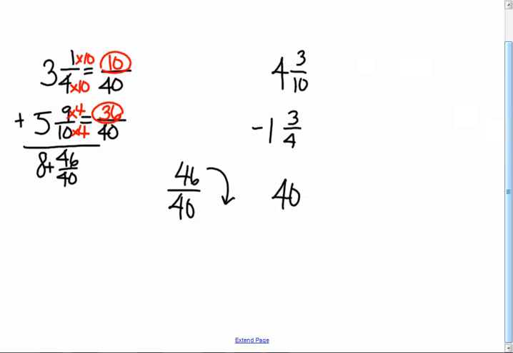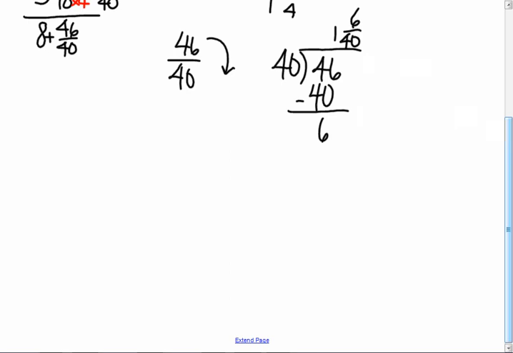So 40 into 46, because the fraction will be easier to reduce. How many times does 40 go into 46? Once. So it's 40. You subtract and you get what? 6. Remember what we do with that? It's 6 out of 40. Now, can I reduce that? Well, I'm going to write this down here. I've got 8 plus this one, which is 1 plus 6/40ths.